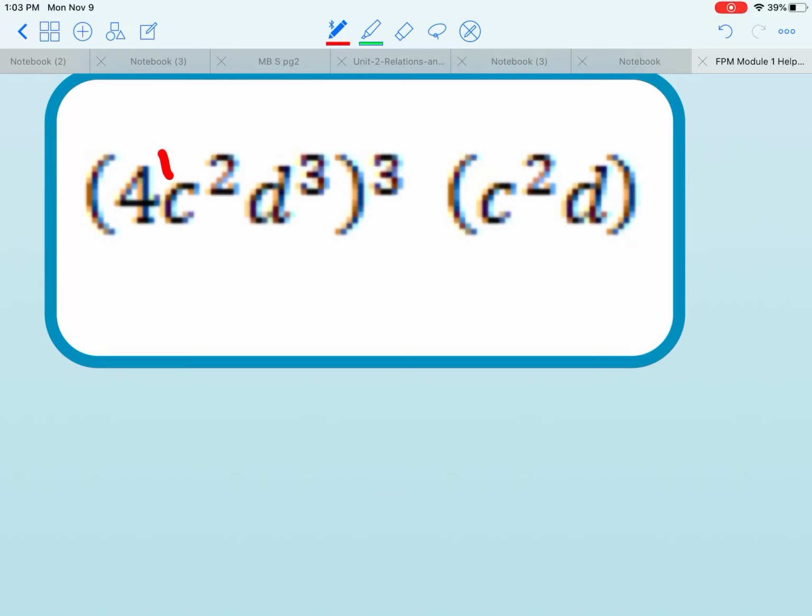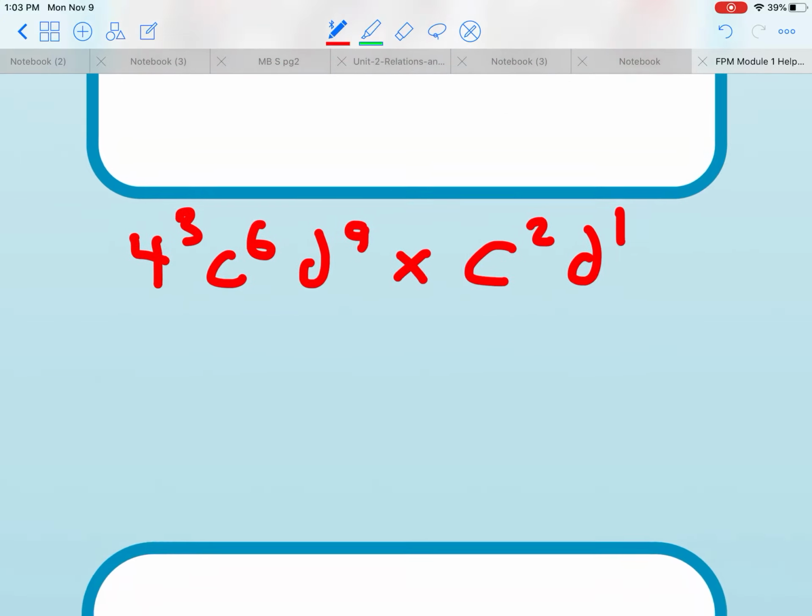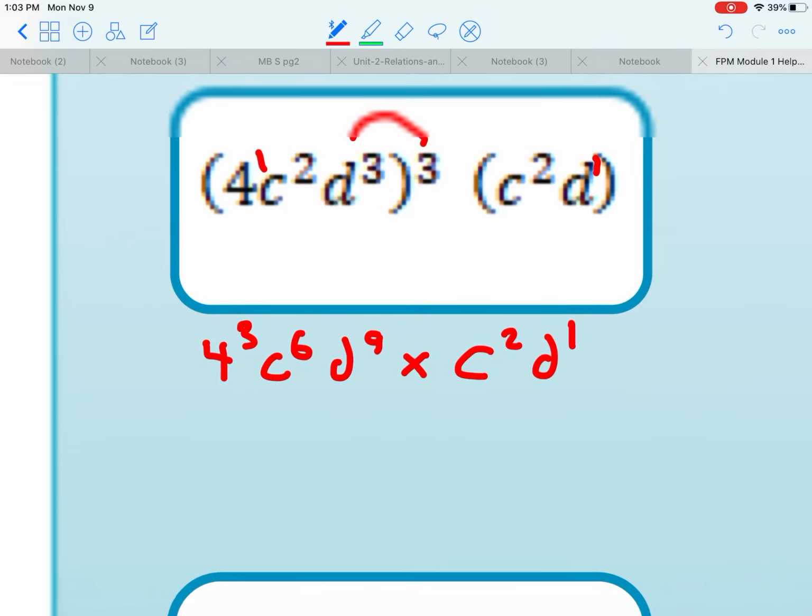The other thing I know now is I should always put ones on things that don't have ones, and now I can do the question. So I'm going to apply this 3 to everything in the brackets. I'm going to get 4 to the power of 3, c to the power of 6, and d to the power of 9. Now I can multiply it to c to the power of 2 and d to the power of 1. And a good strategy is to pair your things up and show your work.